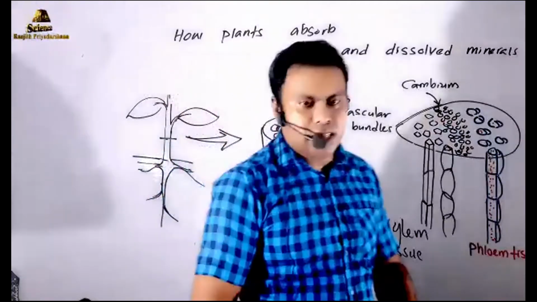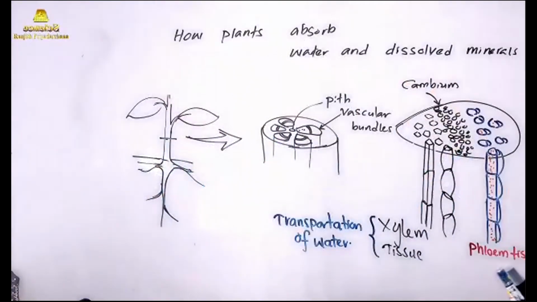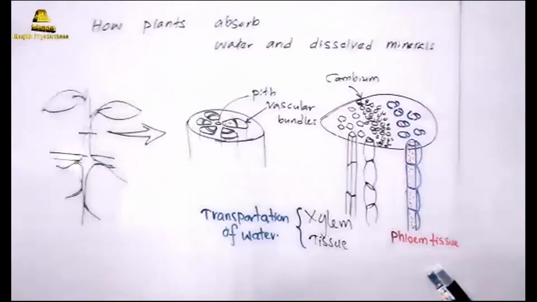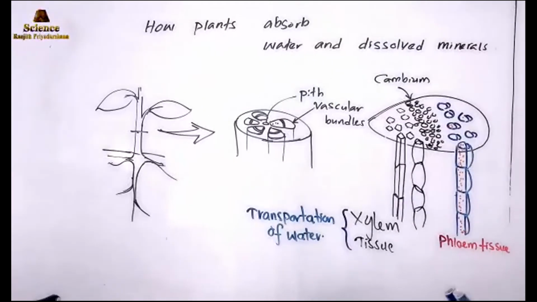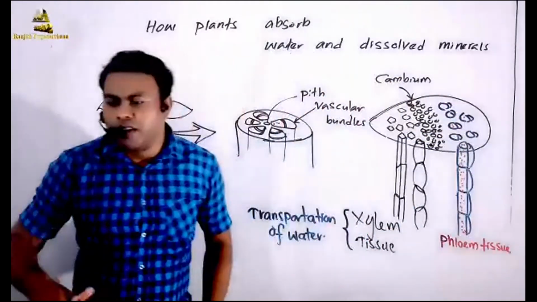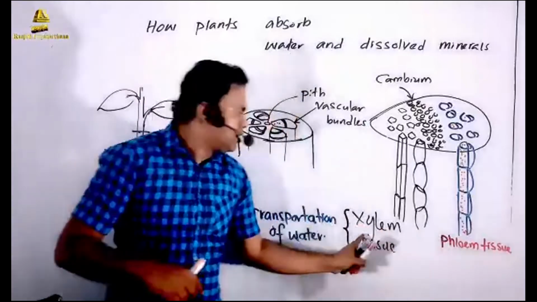Phloem tissue කියන එක පේන්නේ පුතාට නේ. Okay, I'll show that. Now it's clear. Okay, so this is phloem tissue. So this is xylem tissue.